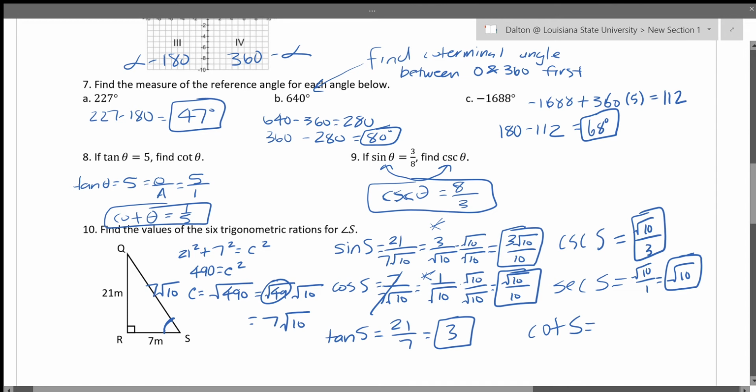And then lastly, obviously, tangent is paired with the cotangent. So you're going to take the reciprocal of 21 over 7, which is 7 over 21, which ends up simplifying to be 1/3, or you could have reciprocated 3 as well.